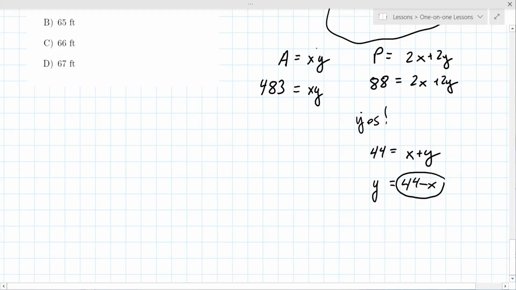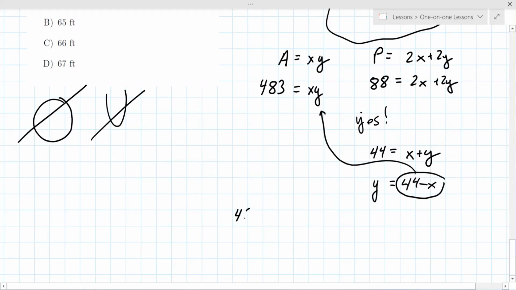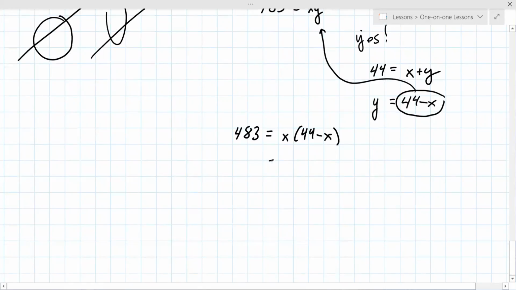And then whenever you have nonlinear equations, this is nonlinear, but this is linear. Whenever you have one nonlinear and one linear, you always use substitution. You've done problems where it's like, here's a circle, here's a line, or here's a parabola, here's a line. You always use substitution. So we're going to substitute this in for Y. 483 equals x times 44 minus x. So this ends up being 44x minus x squared equals 483.